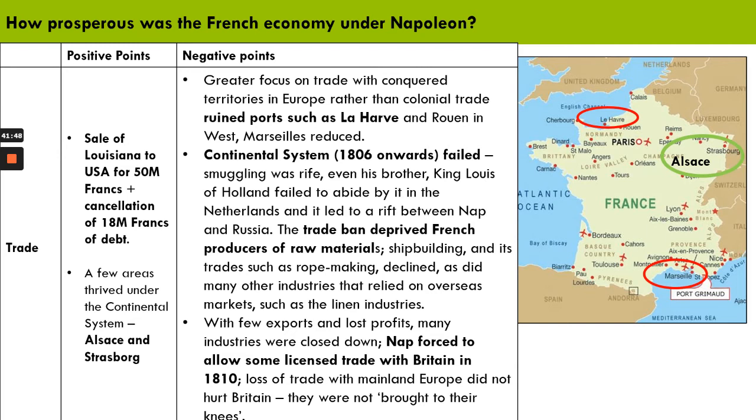And if you look at the map, you can see circled Alsace and Strasbourg. So think about places in France that are going to benefit from a greater focus and patronage of European trade networks and only trading over land. Those areas of France did better and thrived under the new continental system. Areas of France that didn't do so well, which you can see circled on the map, like Le Havre, Marseille, Rouen, were really ruined by the continental system because they weren't able to trade in the way that they had done previously.